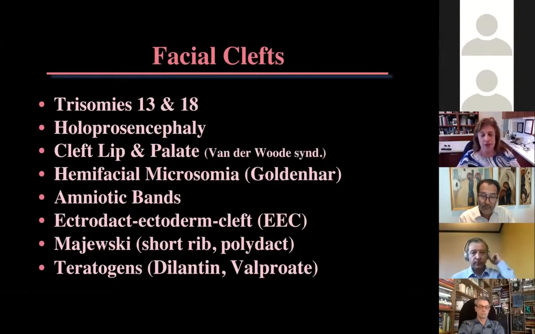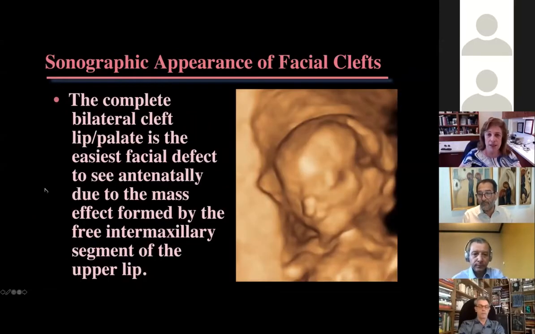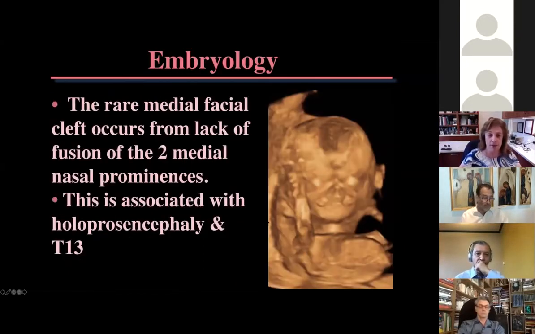Some of the defects or some of the syndromes associated with facial clefts are listed here, and many of them are quite familiar to you. We just saw some great examples of VEC and of the short rib polydactyly syndromes, but you can see that when there is a complete bilateral cleft lip and palate, then the intermaxillary segment forms and the nose come together and they protrude, and they form a mass on the anterior portion of the face, which is very visible both on 2D and on 3D.